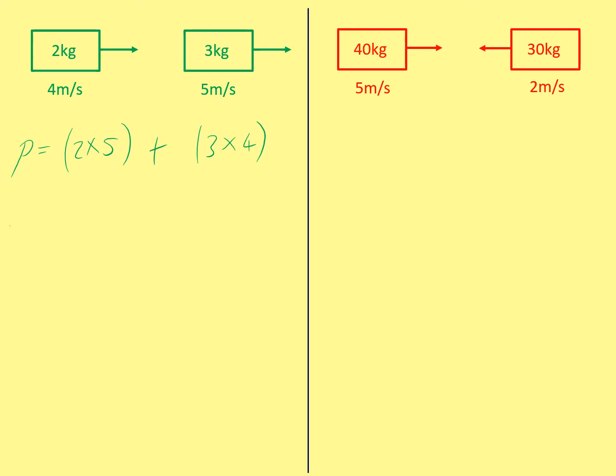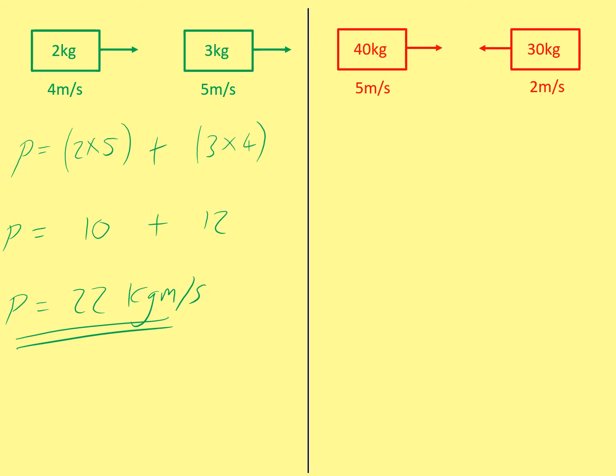So therefore the total momentum is going to be 2 times 5, which is 10, plus 3 times 4, which is 12. So we can get the total momentum to be 22 kilograms meters per second. And that's how to work out the momentum of more than one object. The total momentum is the momentum of that one plus the momentum of that one. And we can add them together because they're vectors.